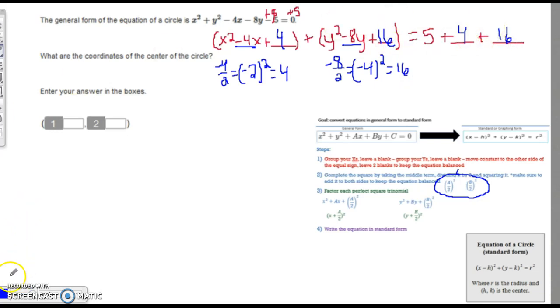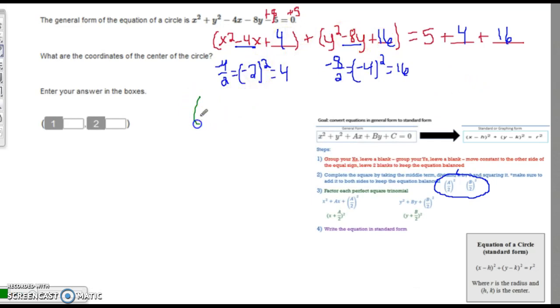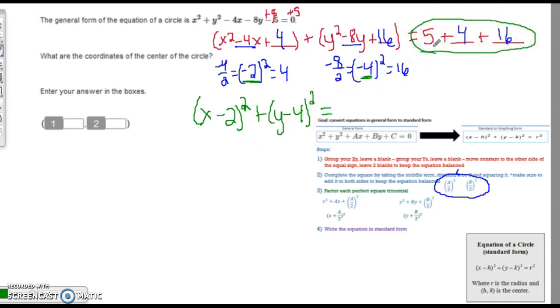The whole reason we do that is because now we have a perfect square trinomial here and here that will factor easily for us. So remember, to factor those, you can take the shortcut where you just take whatever you got when you divided by 2 and plug it in there. That'll save us a little bit of time if you can remember it. And then it's going to equal whatever you get when you add this side up. So 16 plus 4 plus 5 is 25. We've just taken our equation from general form and converted it to standard form.